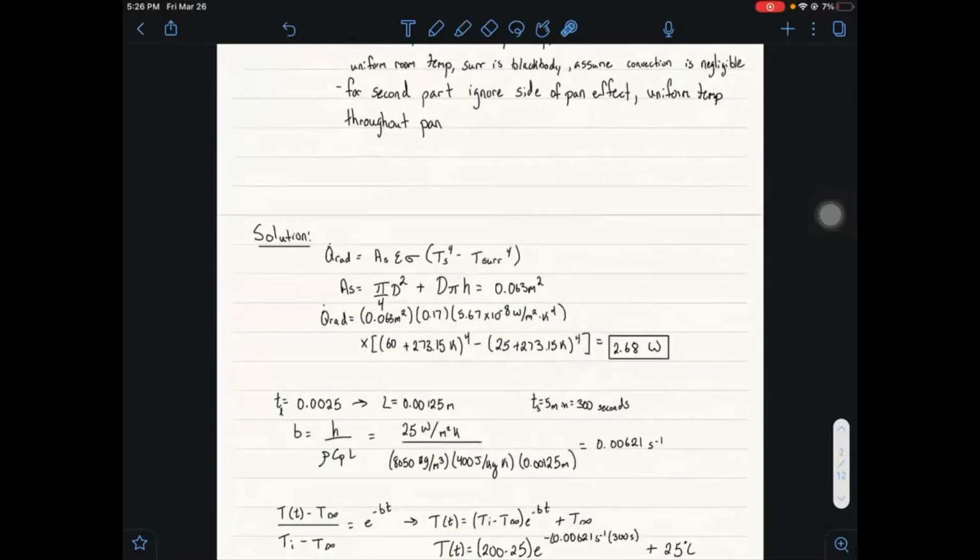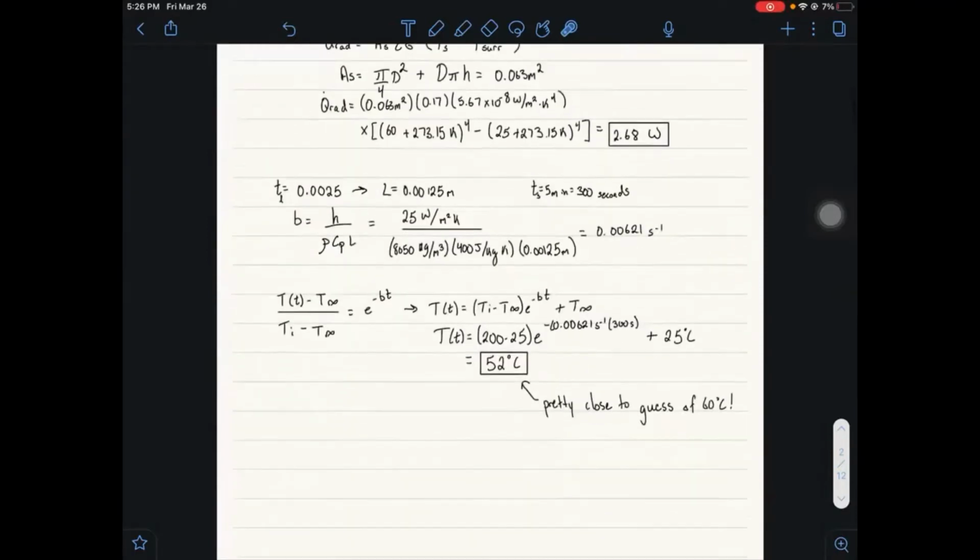For the first part of the solution, use the Q radiation equation, and you have all these values. You have to figure out the surface area, plug all that in, and then you get a value for the radiation. For the second part, we know the thickness and the time, so we figure out the Biot number, which gives us a value in inverse seconds. Then we plug that into the equation for lumped analysis and solve for the temperature, which is 52 degrees, pretty close to the guess of 60 degrees.